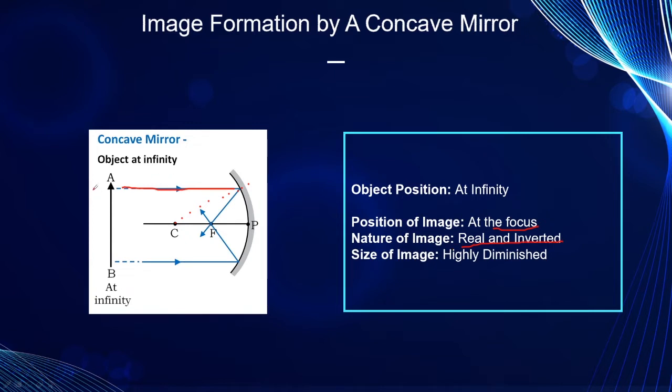And now suppose this was a tree, so it's a huge tree, और मुझे उसकी इमेज कितनी बड़ी मिल रही है? केवल एक पॉइंट साइज की मिल रही है. Okay, which means the image is highly diminished. I get a highly diminished image. So the position is at focus, nature is real and inverted and the size of the image is highly diminished.